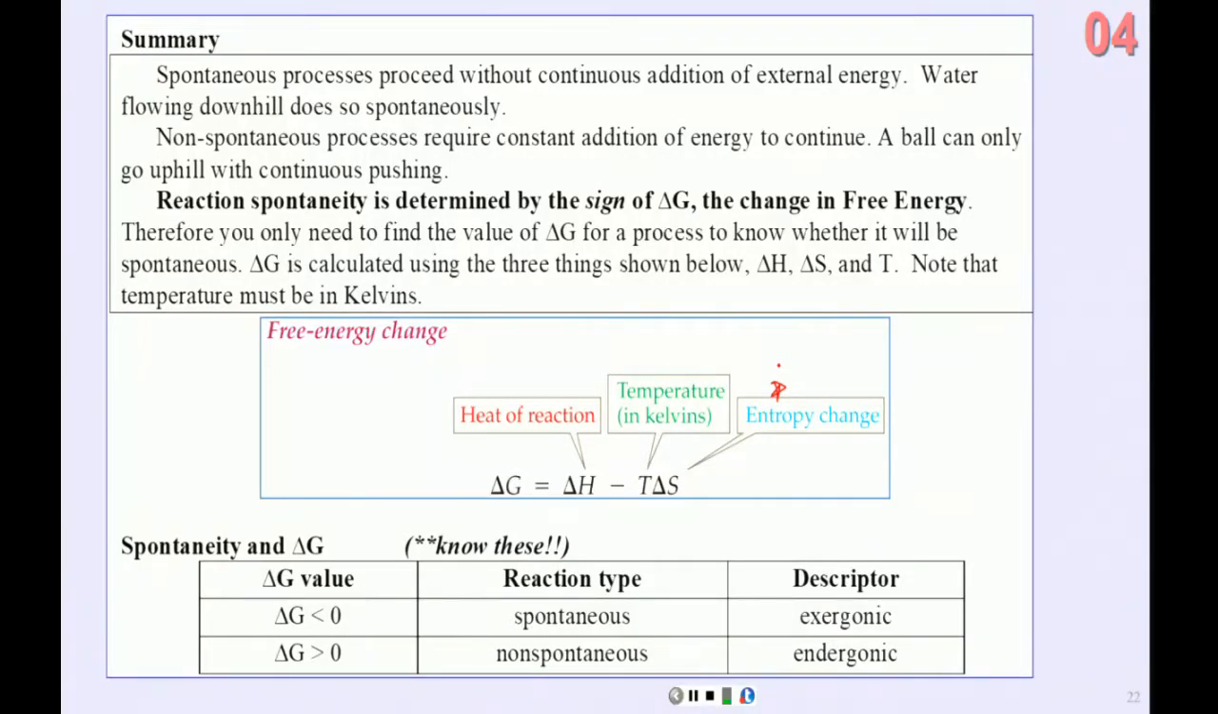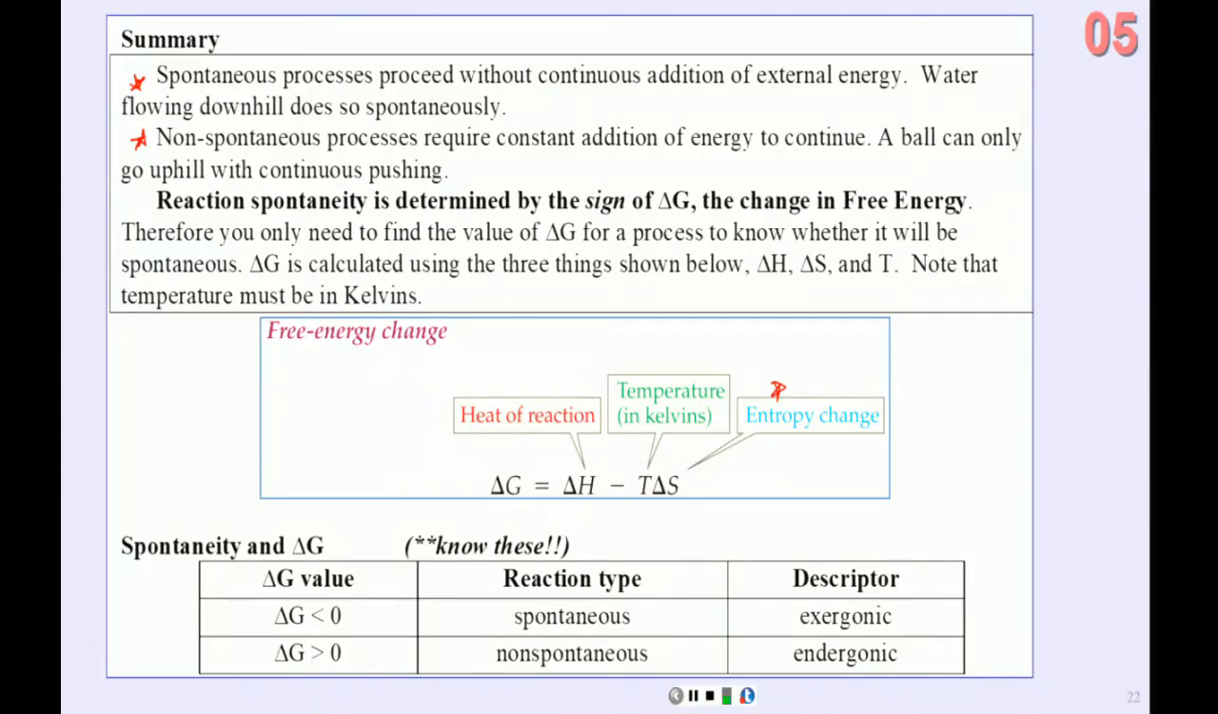Spontaneous processes are the ones that just keep on going once you get them started, just like something rolling downhill. It's going to do it spontaneously. You're going to have to work pretty hard to keep it from continuing. Non-spontaneous processes require constant adding of energy to continue. So there are two different cases possible here. A ball can only go uphill if you continuously push it.